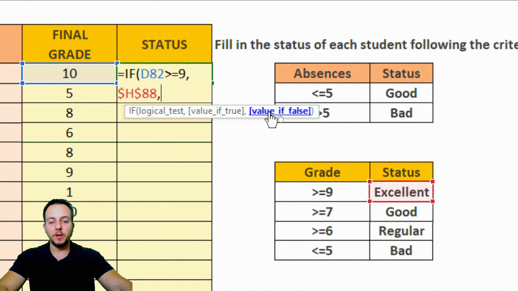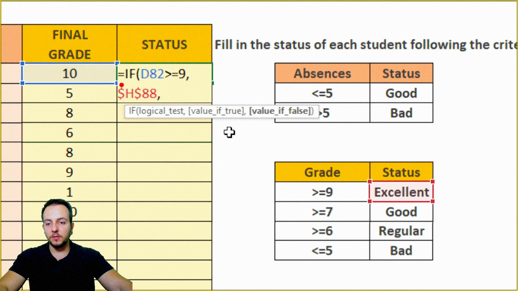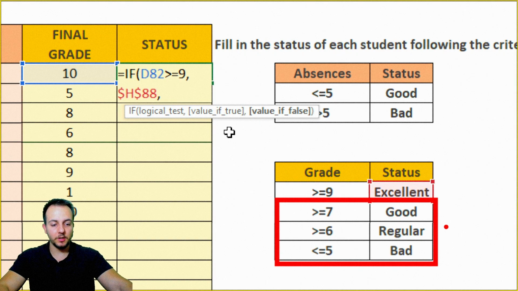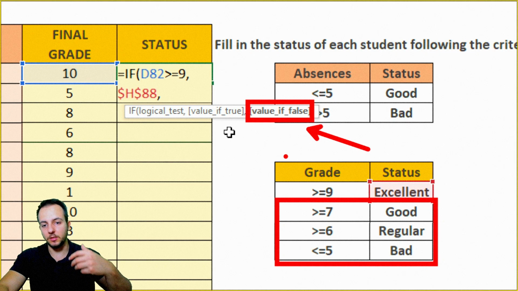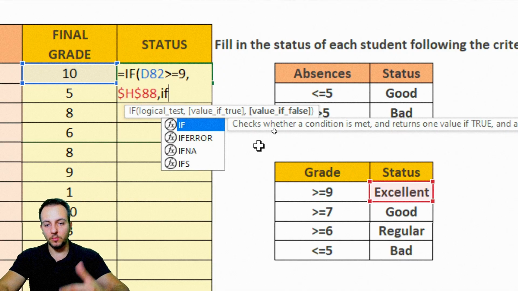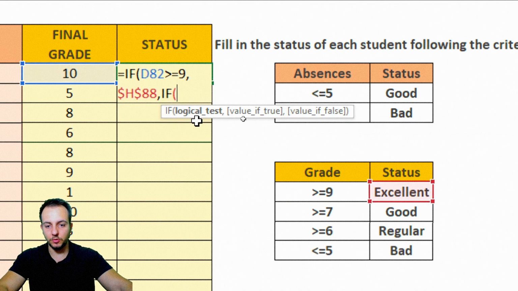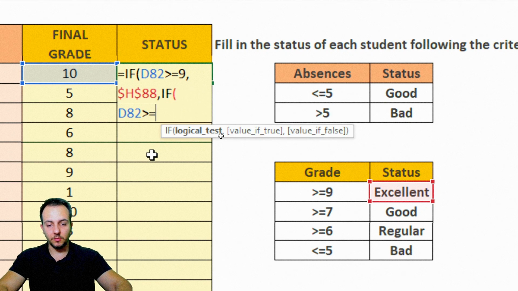Now, what is my value if it's false? So if this value right here is not greater than or equal to 9, it can still be, let's say, good, regular, or bad. So instead of just finishing my function here, I need to add another IF function. So I can insert here another IF function within my IF function. Double click here, and then I'm going to insert my second logical test. That is, I need to check if this final grade right here is now greater than or equal to 7, okay?